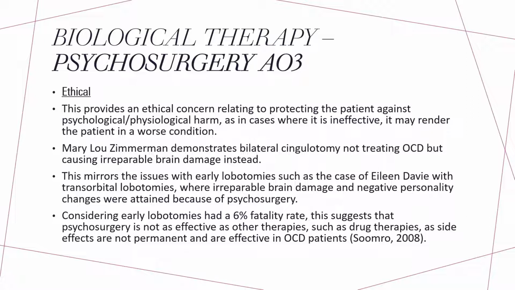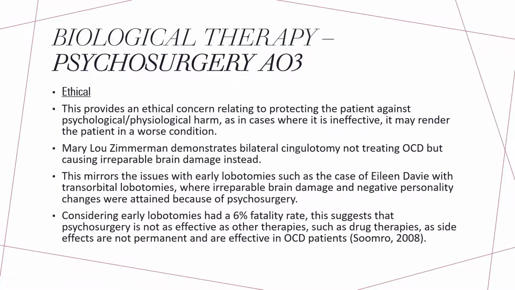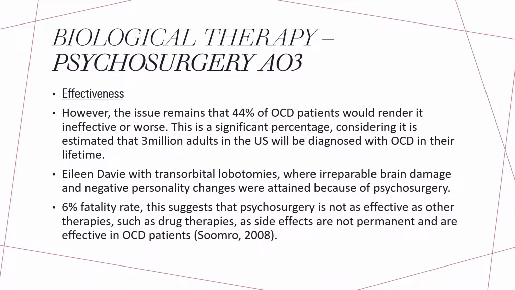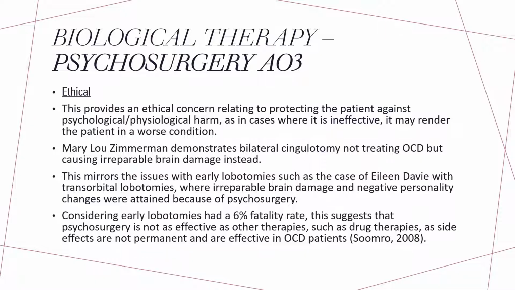So the evidence here kind of repeats itself, but that's because, let's say you get a question that's just effectiveness, obviously you won't be speaking about ethics. So if you get a question about ethics, you can still use the same examples. But if you get a question like evaluate psychosurgery or something like that, then you can pick and choose which ones you want. So for effectiveness, you can maybe do the 44% thing and the 6% thing, and then for the ethics, you could do Eileen Davey, because that's more concentrated in terms of psychological and physiological harm. And then you can do precision psychology as another paragraph with effectiveness.